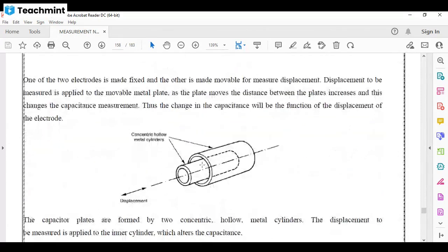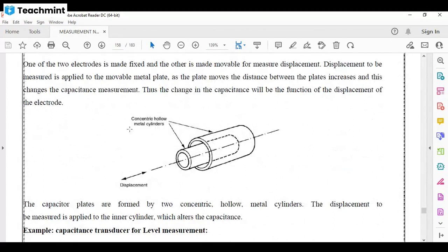Okay, so another is the concentric hollow metal cylinder. Here this one is fixed and this is our movable cylinder. If the capacitor plates are formed by two concentric hollow metal cylinders, the displacement to be measured is applied to the inner cylinder.